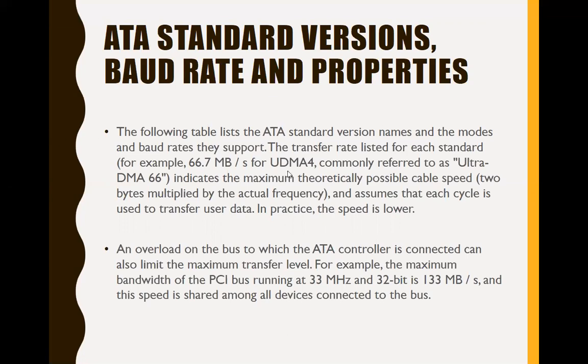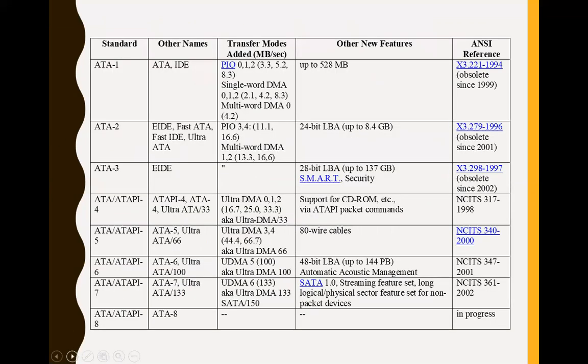So I show you the table. These are the standards ATA-1, 2, 3, and the others. The standards have their own other names; for ATA-1, the other names are ATA and IDE. The transfer modes are PIO 0, 2, 3, and so on, up to 528 megabits for each.